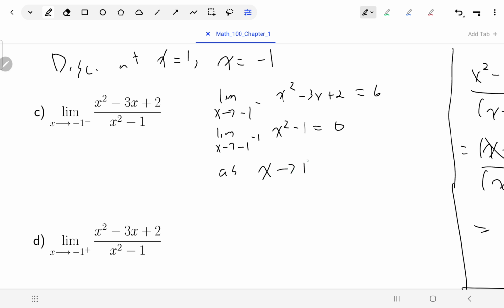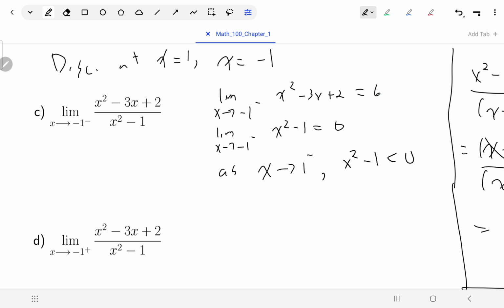So as x is going to -1 from the left, from slightly smaller values of x, like 0.99 or 0.97, things like that, what happens to our denominator? What happens to x squared minus 1? So if we had a number slightly less than 1, and we square it, slightly less than 1 squared, minus 1 would be smaller minus larger, would be something negative. So as x goes to 1 from the left, x squared minus 1 is negative.